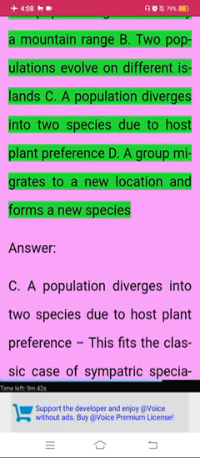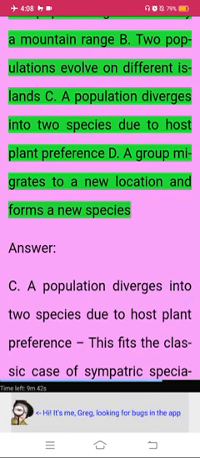A. A population gets divided by a mountain range. B. Two populations evolve on different islands. C. A population diverges into two species due to host plant preference. D. A group migrates to a new location and forms a new species.